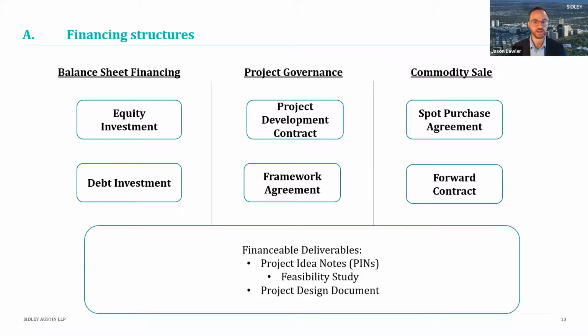The last bucket, and potentially the simplest and quickest option in some circumstances, is to treat the carbon credits as a commodity. And the two structures I wanted to highlight here are spot purchases and forward contracts.